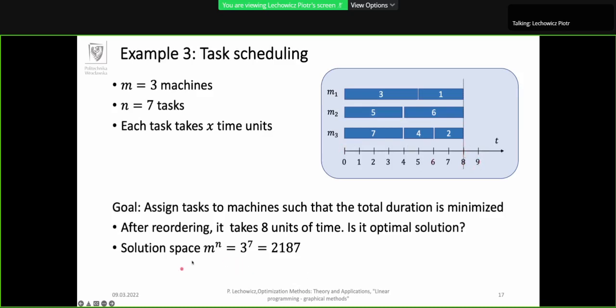So in this problem, the solution space is equal to the number of machines to the power of the number of tasks. So it's equal to 3 to the power of 7, which is equal to 2187 possibilities. So actually it's quite a small problem. However, the important thing is the complexity of the problem, how it will increase regarding the increase of the variable size.